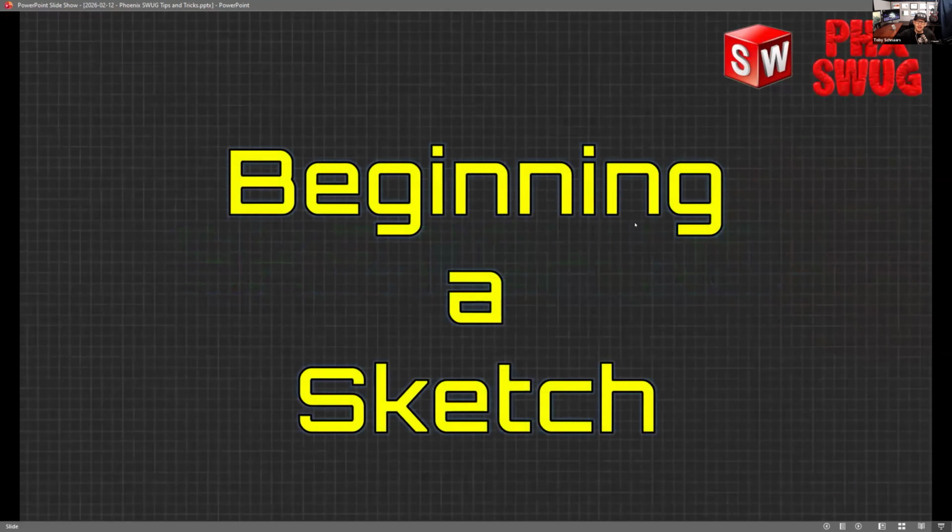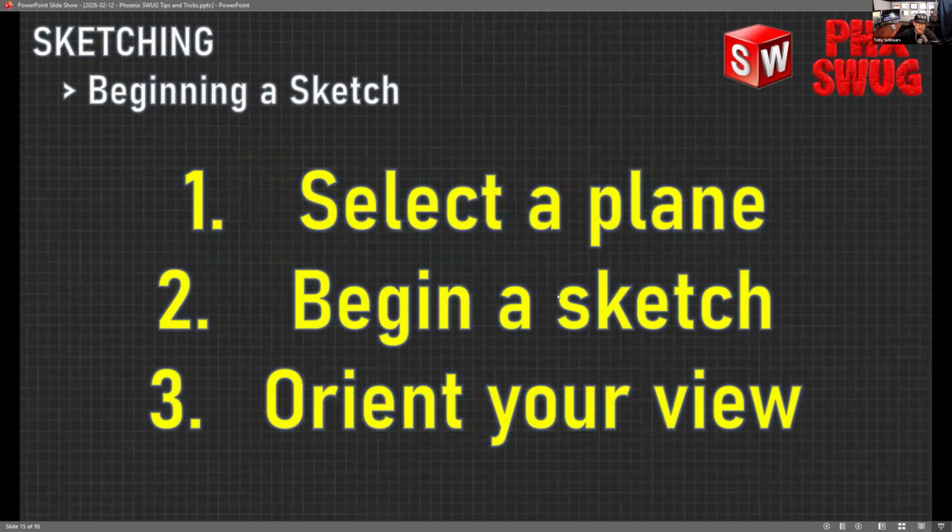So in the world of sketching, one of the first things that I see people waste time on is that they just don't understand the fundamental workflow for starting a sketch in SolidWorks, and that is to select a plane, begin a sketch, orient your view. It's always been these 3 steps ever since I first started teaching SolidWorks, which was back in like 2001. It's always been these same 3 steps. But the thing is, there's lots of different ways that you can begin this workflow.